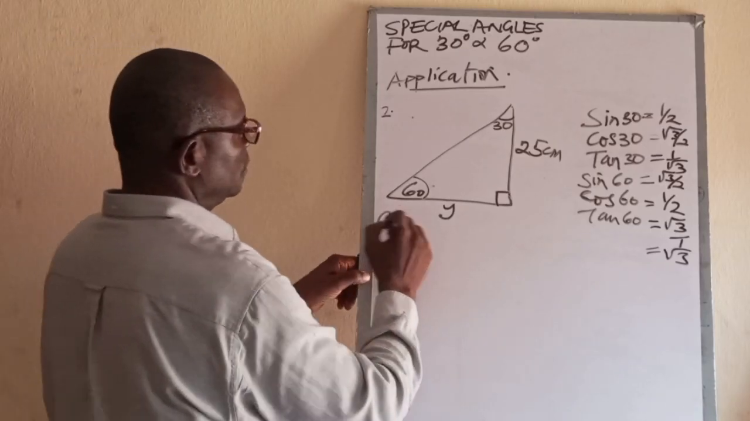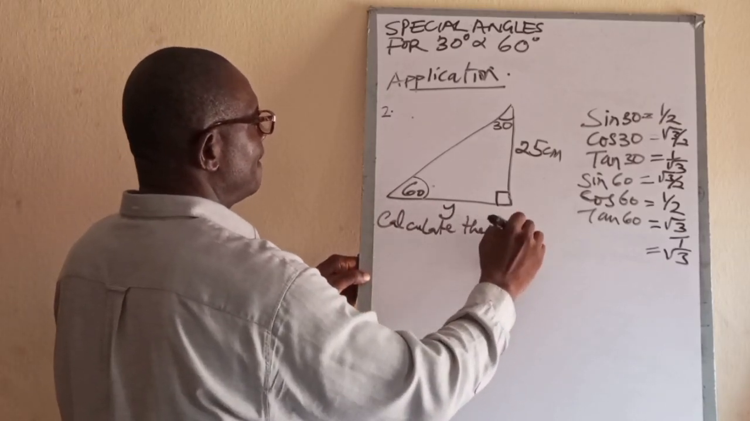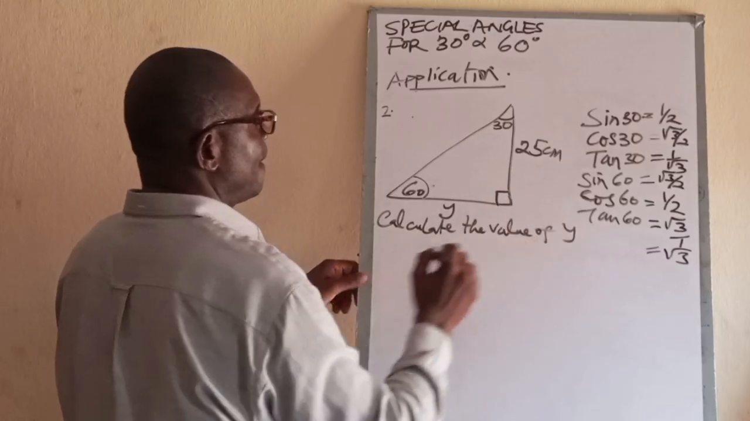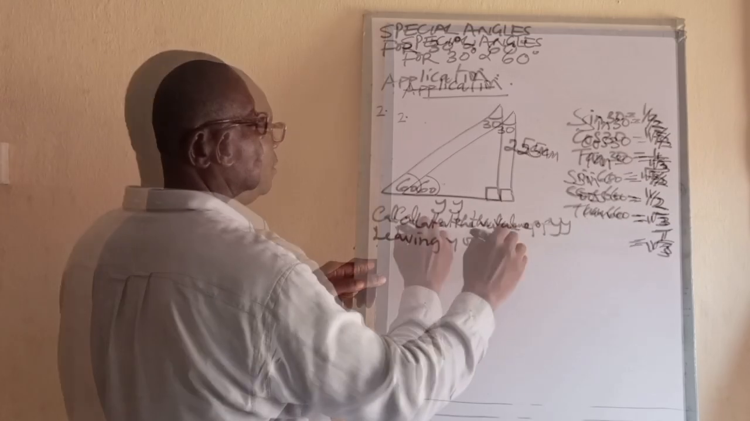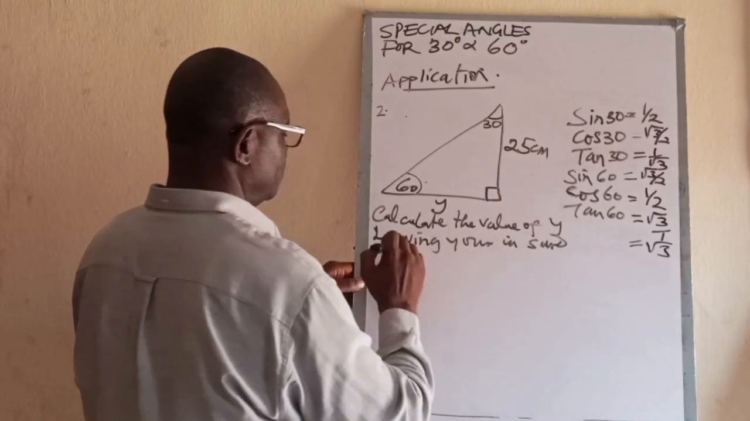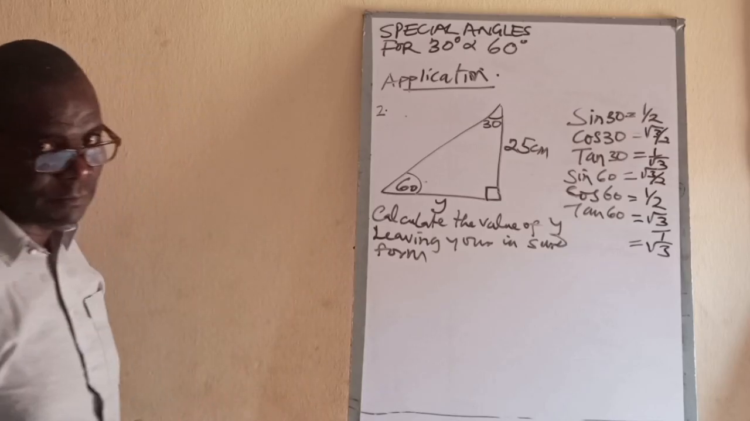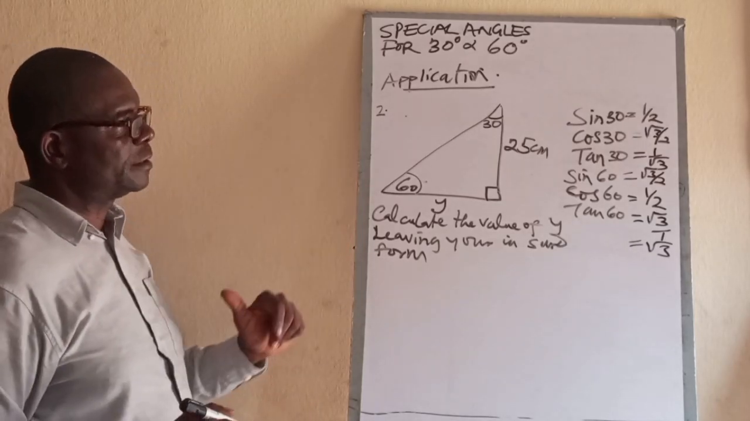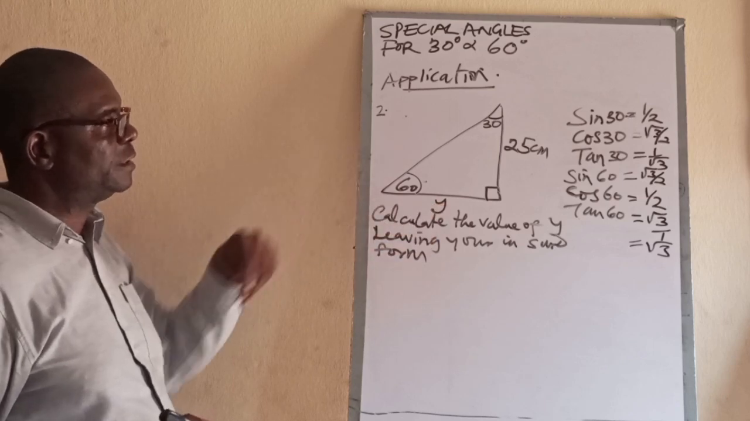So calculate the value of y, leaving your answer in surd form. Okay, can you try this? You can pause now and calculate. Pause and see whether you can actually get the value of y from this table.